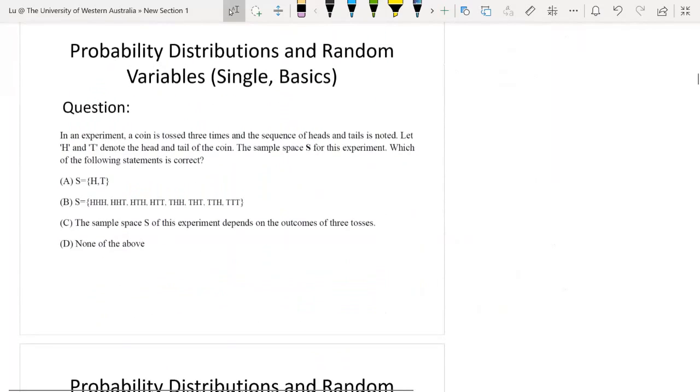Next question. In an experiment, a coin is tossed 3 times, and the sequence of heads and tails is noted. Let's use H and T to denote the head and tail of the coin. So which of the following space S is the correct answer for this question? I think the first option we need to rule out is option C.